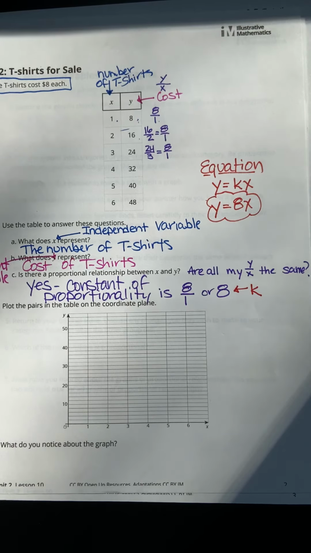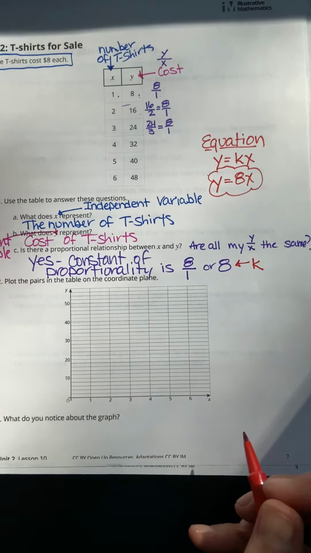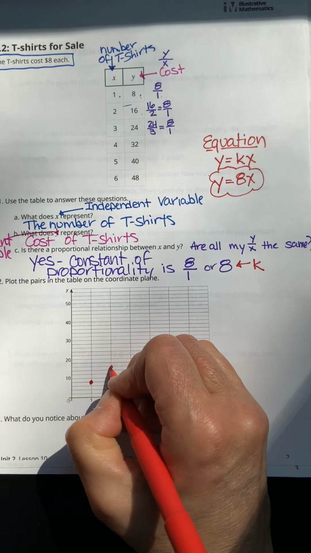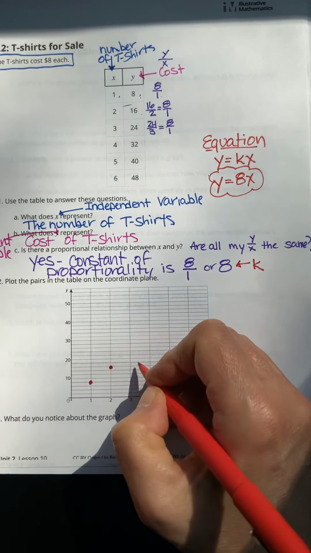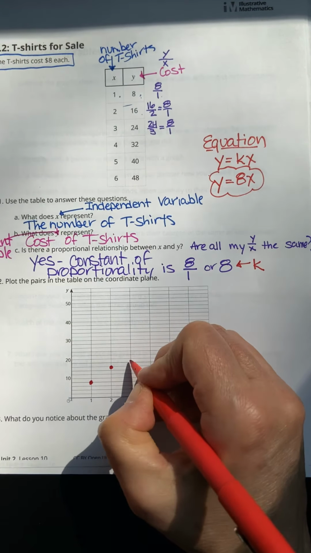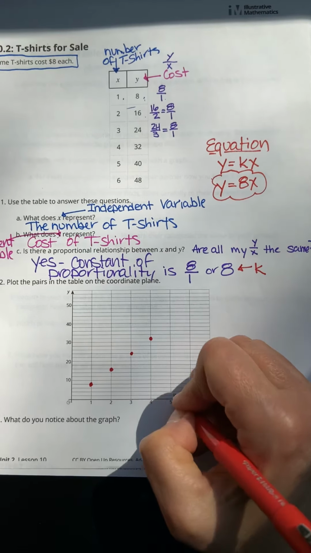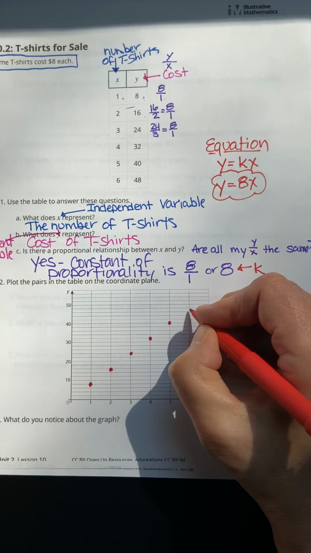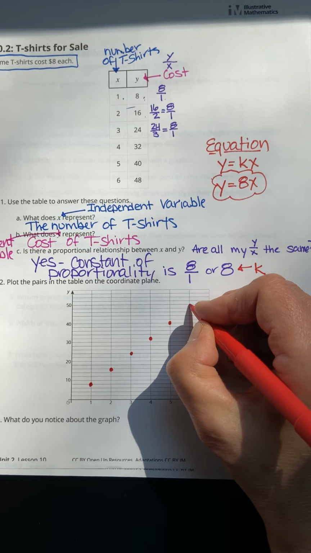All right, let's plot the points down here. So it had the point 1, 8. Now these go by 2's. So 1, 8. 2, 16. Let's see, 12, 14, 16. 3, 24. So 22, 24. As you can see, it's going to make a straight line. That's how I know if I plotted it wrong. 4, 32. That's 30, 32. 5, 40. 6, 48. 48 looks like it's right there.